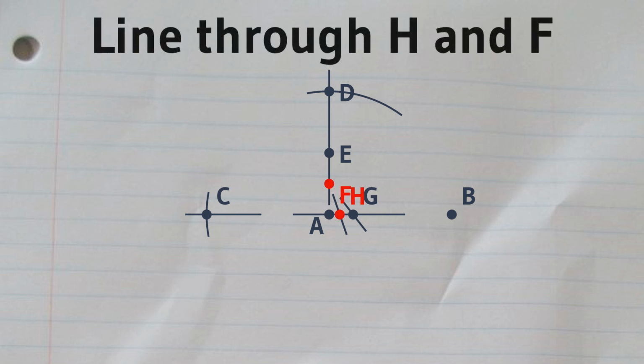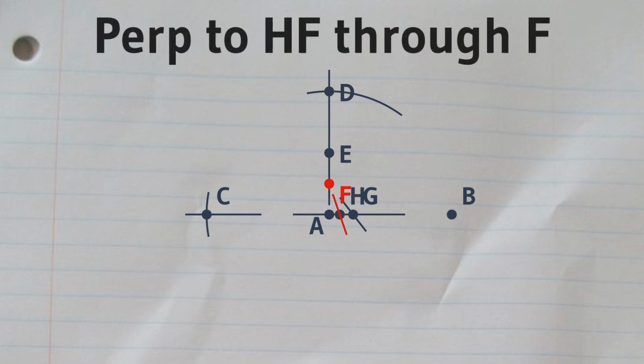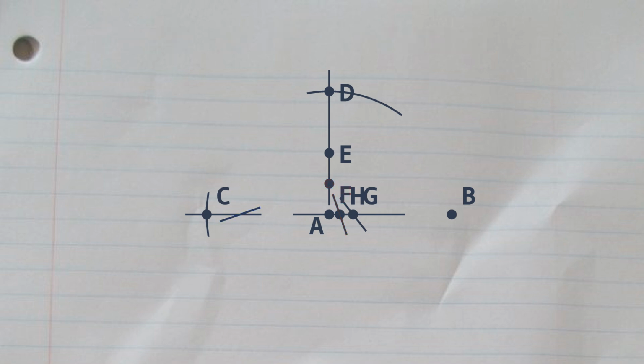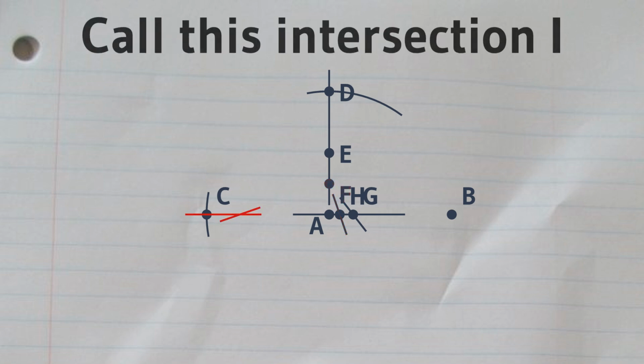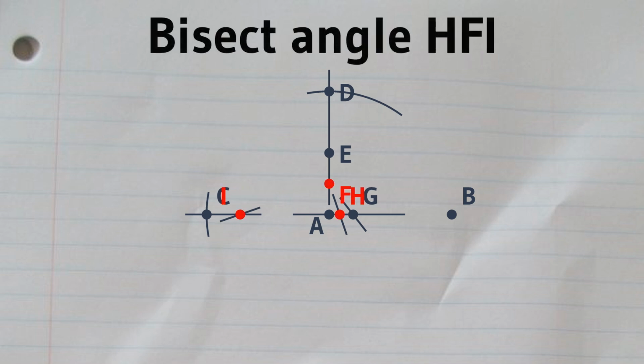We're going to need the line through H and F, so let's draw that in. You would have got that line when you bisected the angle. We need a perpendicular to that line through the point F. That gives a new point on the x-axis, which we'll call I. HFI is a right angle.